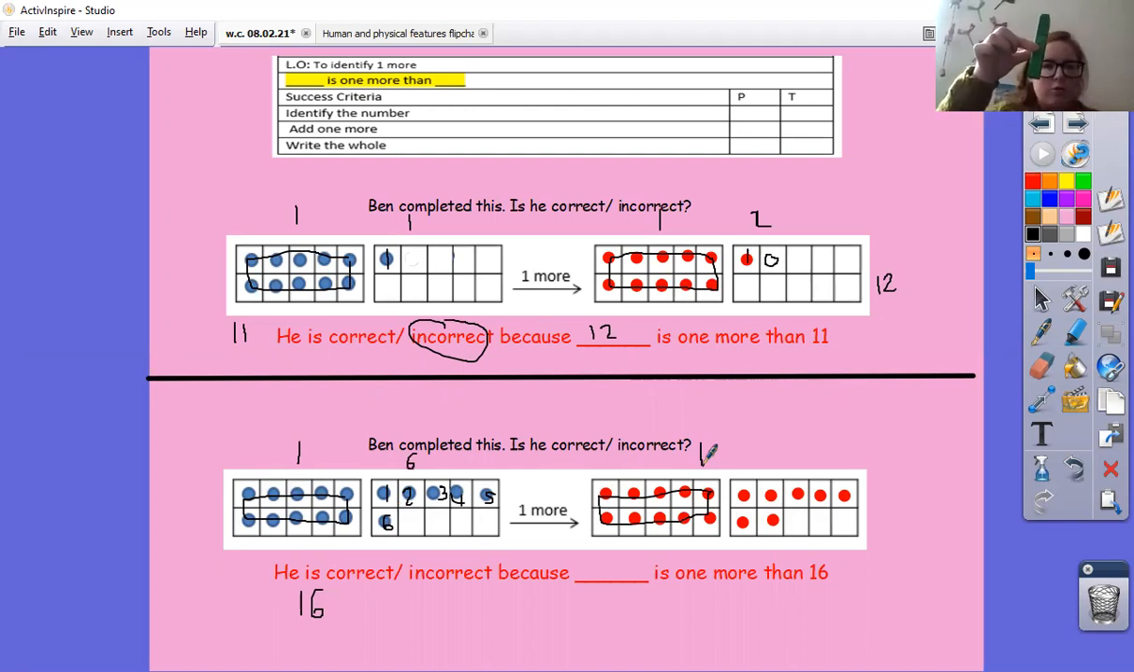And I want to add 1 more on. What number does this become? I had 6 counters. I've added 1 more on. What number does it become? It becomes 7. 1, 2, 3, 4, 5, 6, 7.